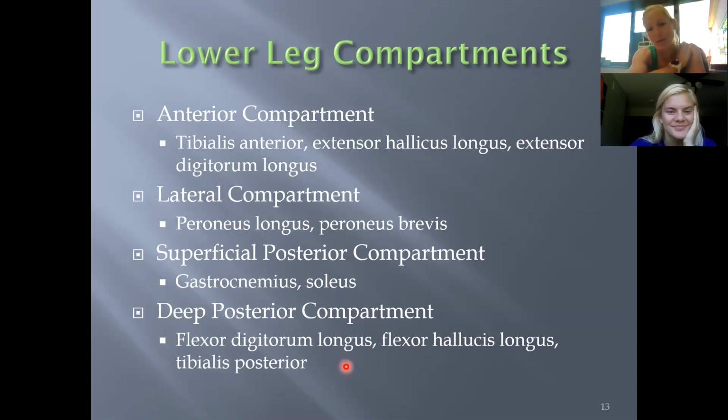Deep posterior compartment, so this will lie underneath of soleus. That includes flexor digitorum longus, so again, flexing the toes, like curling your toes down. Flexor hallucis longus, that's the big toe. And then tib posterior, which is basically an antagonist to tib anterior.